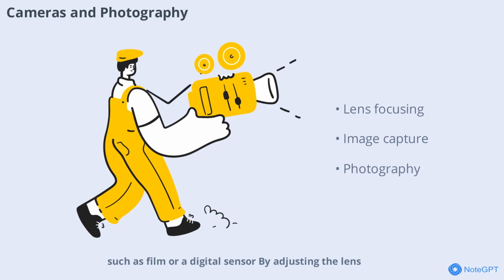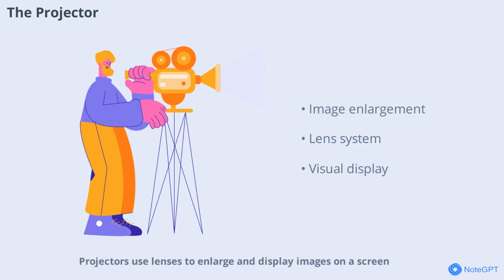By adjusting the lens, we can control the focus and exposure, capturing sharp images of the world around us. The principles of ray optics are at the heart of camera design and photography. Projectors use lenses to enlarge and display images on a screen. By shining light through a small image and focusing it with a lens, projectors can create large, clear visuals for presentations, movies, and classrooms. The design of projectors relies on the same ray optics principles that govern cameras and microscopes.